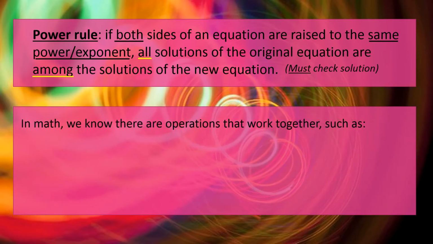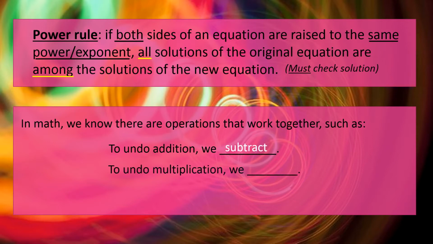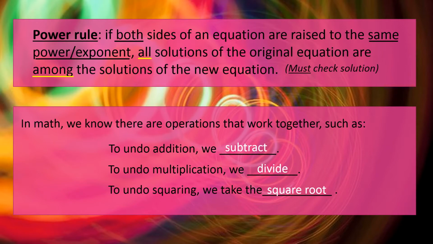So in math, we know there are operations that work together, such as to undo addition, we do what? Subtract. To undo multiplication, we divide. To undo squaring something, we take the square root. And so, this is where the power rule comes into play.